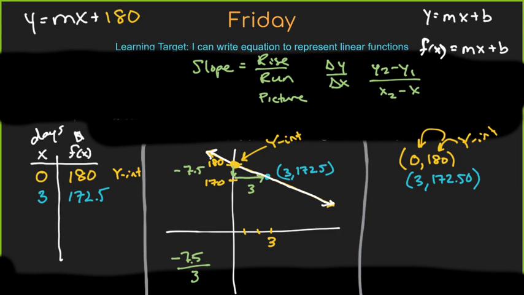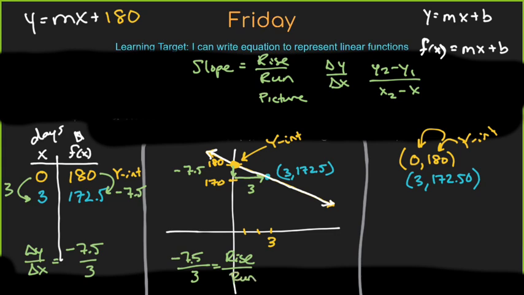If I come over here to our table, I can see how much the y changed. The y changed by going down 7.50 because the numbers went down. And I can see that my x changed by going up 3. So again, there's my change in y over change in x. There's my slope, negative 7.5 over 3. And this is the rise over run piece. These are just different ways to say the same exact thing.